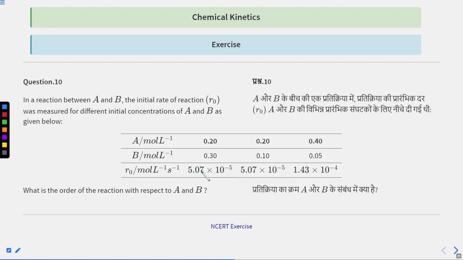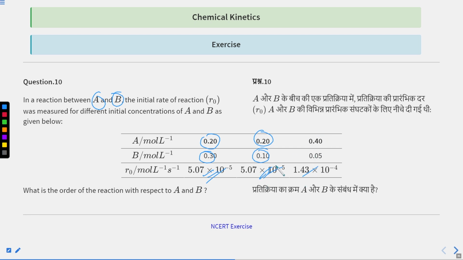So next question we have, in the reaction between A and B, the initial rate of reaction was measured for different initial concentrations of A and B. Okay, so what they have done, they have taken different initial concentrations of A and B, and they have calculated the initial rate of reaction at different concentrations. 3 concentrations they have taken. First is A is taken as 0.2 and B 0.3. This will give you this value. Second is 0.2 and 0.1, this value, and 0.4, 0.05, this value.